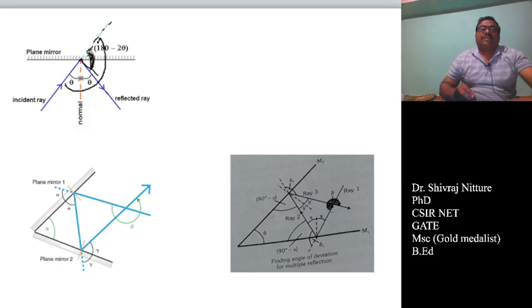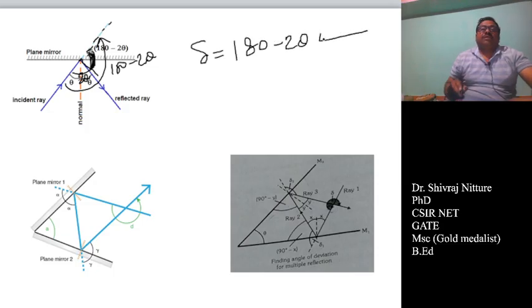This total angle is 180, and this angle is how much? This is 2 theta, and the remaining is 180 minus 2 theta. If somebody asks you to calculate the angle of deviation in the case of a plane mirror, then you should directly write 180 minus 2 theta. If theta is say 30 degrees, then the angle of deviation is 120 degrees.